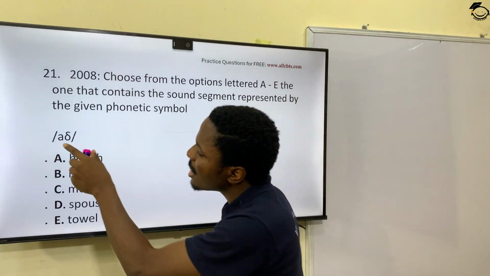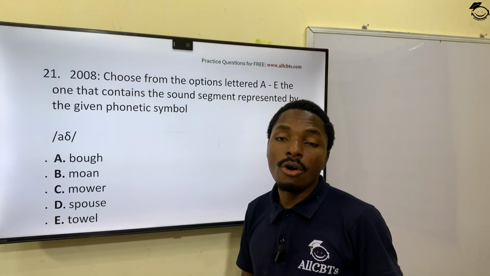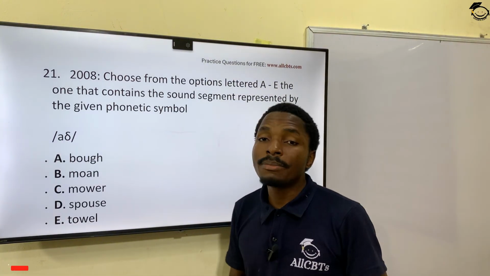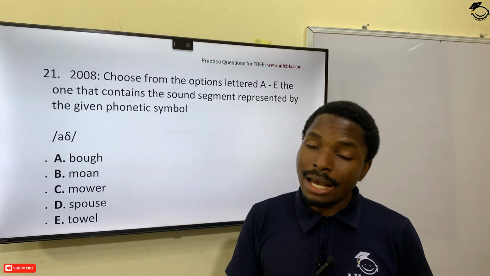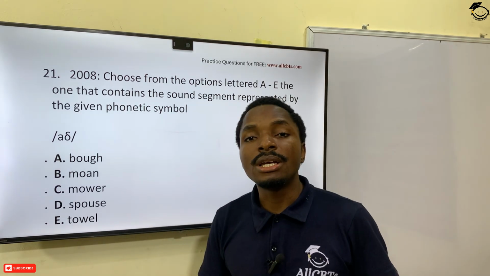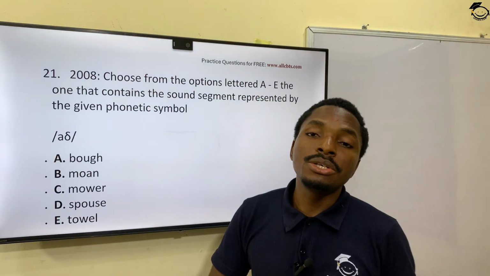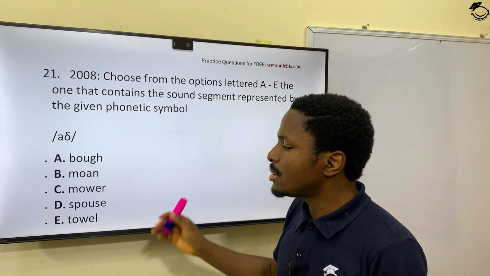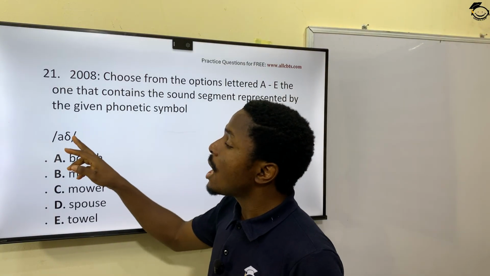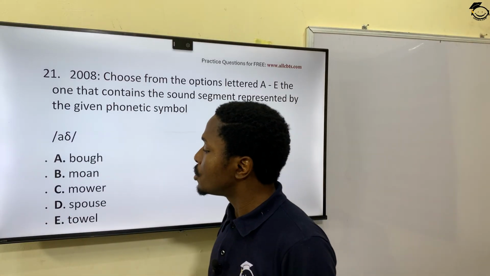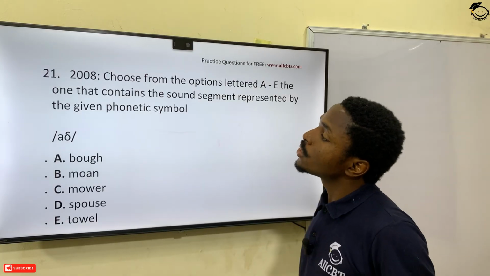Now, if you don't know these sounds, how would you be able to know what the correct option would be? So you need to really practice a lot of sounds. And to practice a lot of sounds, you can download our apps. You can find the link to download the apps in the description of this video. Download the app on Google Play Store or iOS Store and practice hundreds of questions like this for free. So option D, spouse, is the correct one.